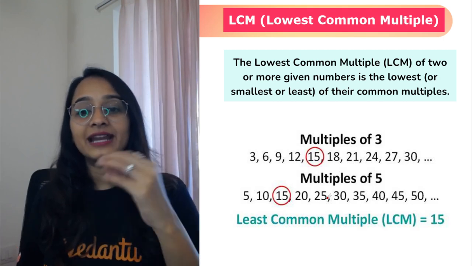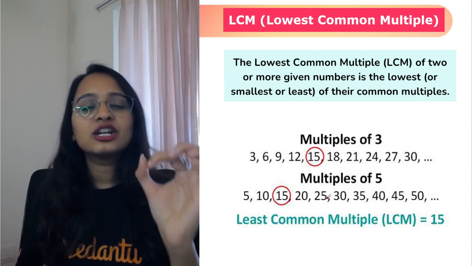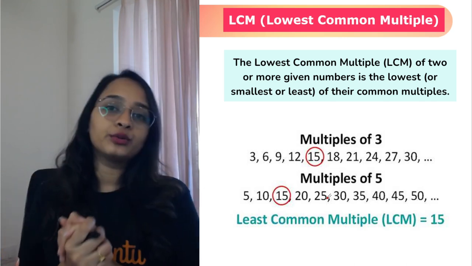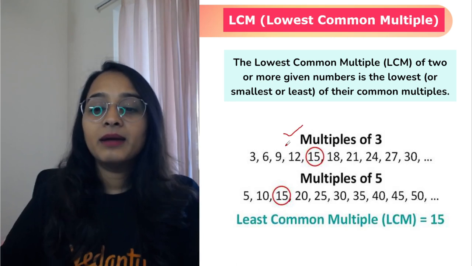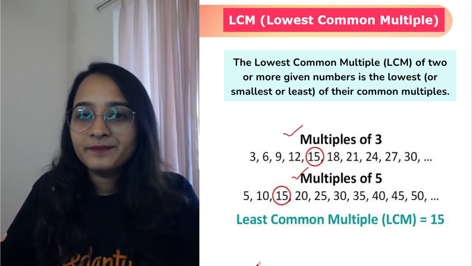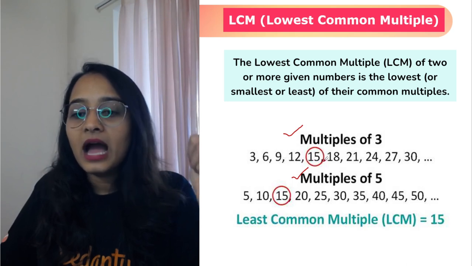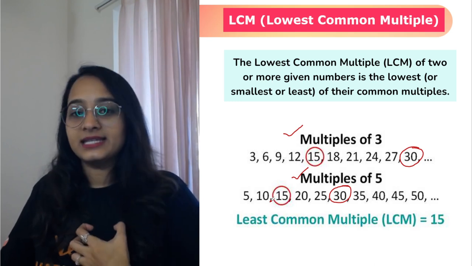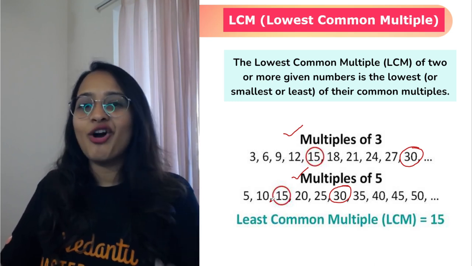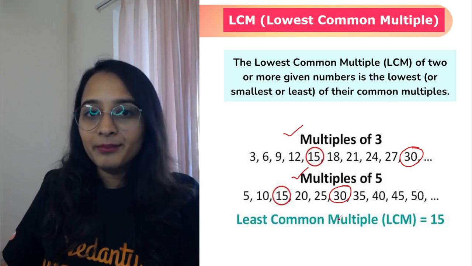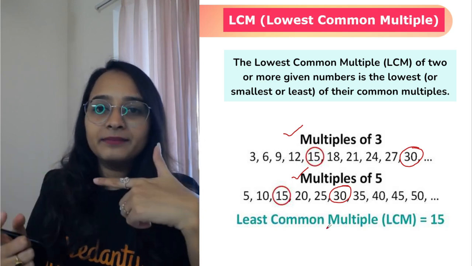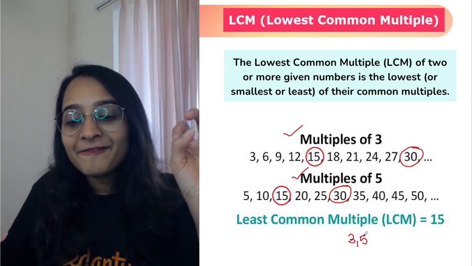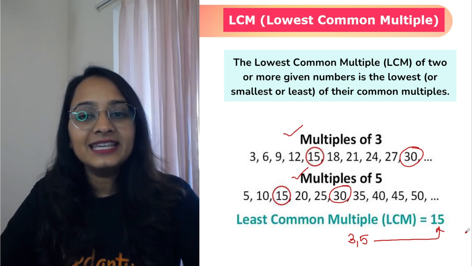Similarly, we have our LCM, least common multiple. So, here we will list down the multiples of two numbers. For example, here I have written multiples of 3 and multiples of 5. So, which number is common here? You can see 30 also, which is common. You can see 15 also common. But what do we need? We need the smallest number which is a common multiple. So, the smallest number which is common in both of them is 15. So, the LCM of 3 and 5 is 15.